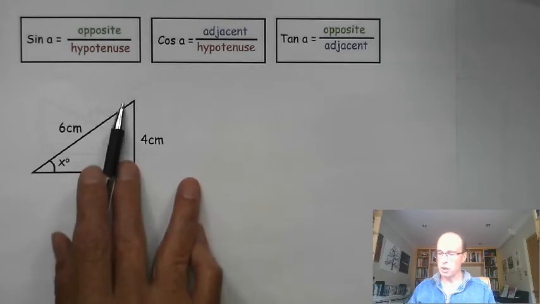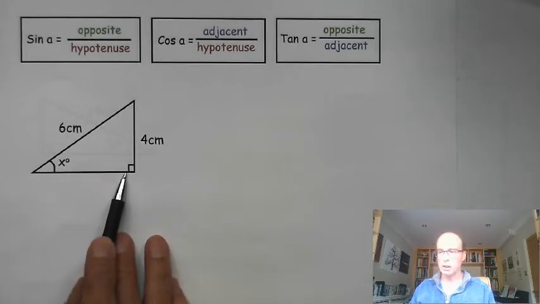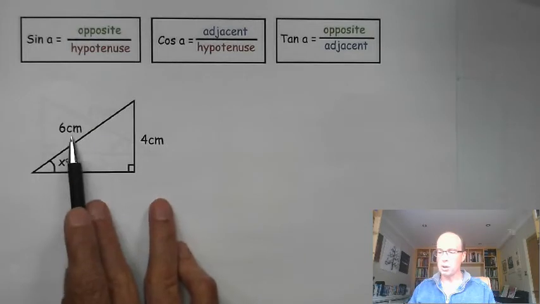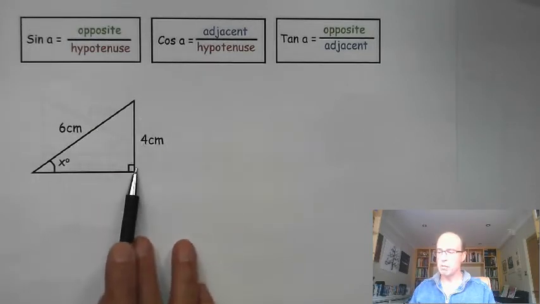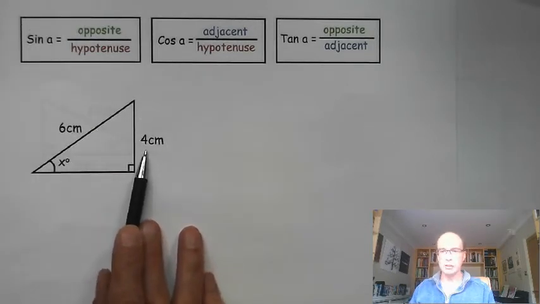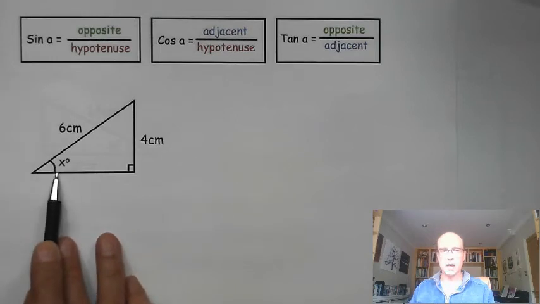So we've got a right angle triangle, we know that, we've got the right angle in the corner. We've been given the length of the hypotenuse is 6 centimetres and we've been given the height of the triangle is 4 centimetres, and we're trying to work out the angle in the bottom left hand corner, this angle x.